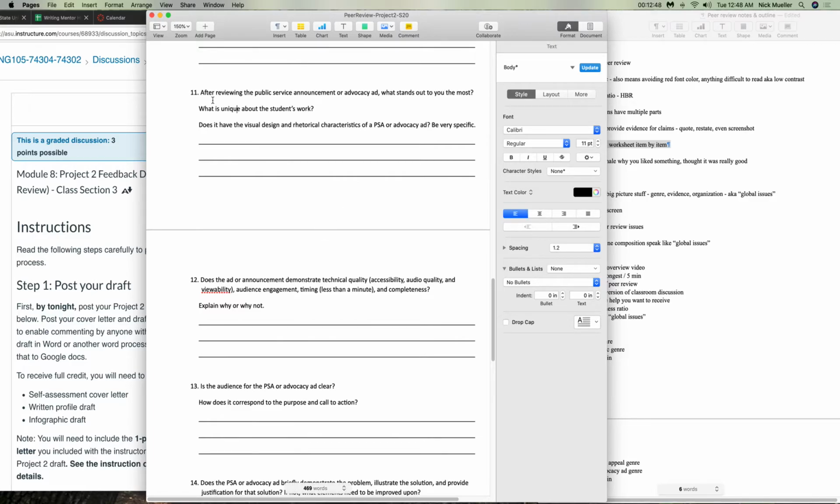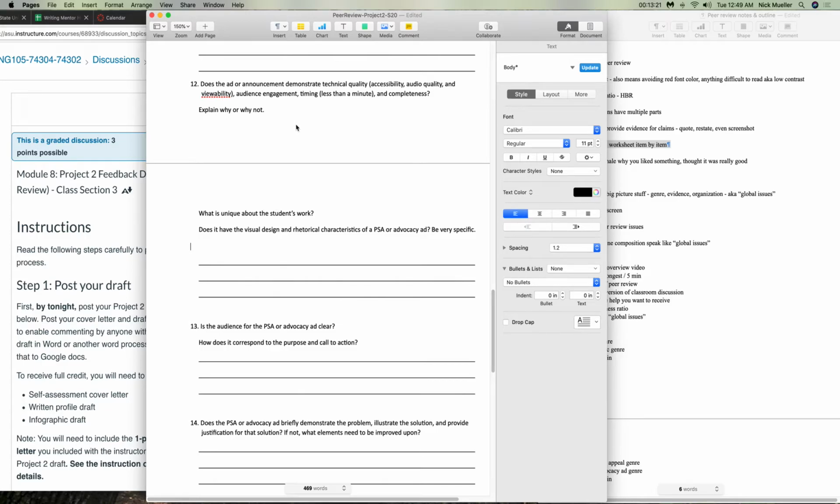And oftentimes the PSA or advocacy ad says something that the text of Project 2 cannot. That's why we're placing these genres together with one another. The image from the advocacy ad might say something or reach the audience in a way that the text cannot. So think about what the PSA or advocacy ad is doing in that regard, or could be doing. And again, try to be specific to help your peers out.